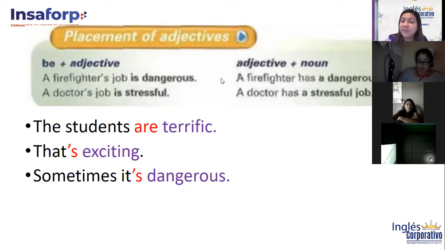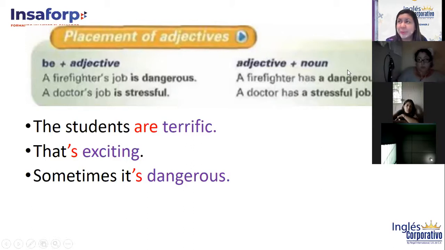Now, the other way is to say first the adjective and then the noun. Primero el adjetivo y después el sustantivo. Example, our firefighter has a dangerous job. Un bombero tiene un trabajo peligroso. En este caso es diferente al español.